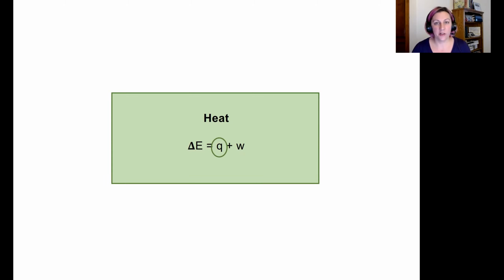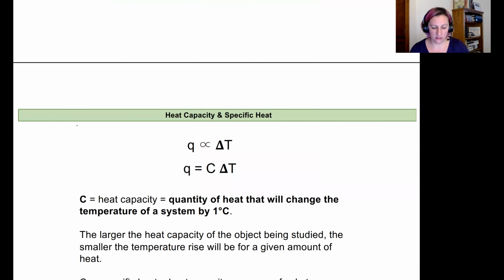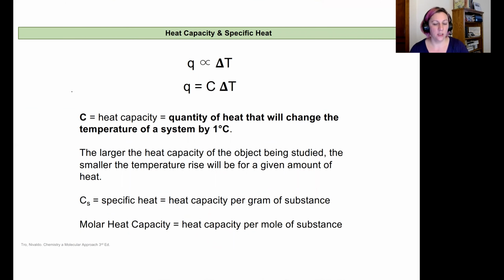In the next few lectures, we're going to focus on heat, that transfer of heat between system and surroundings that is a component of what makes up the total change in internal energy. After that, we'll talk about work. So, heat, again, remember, is different than temperature.